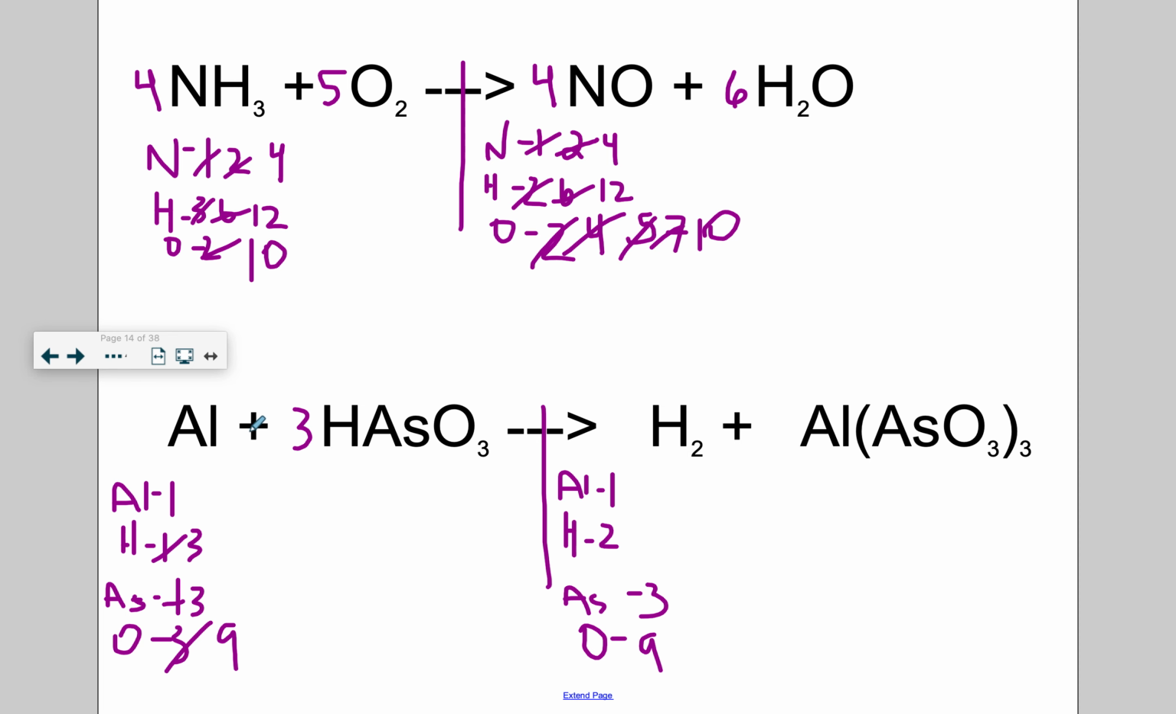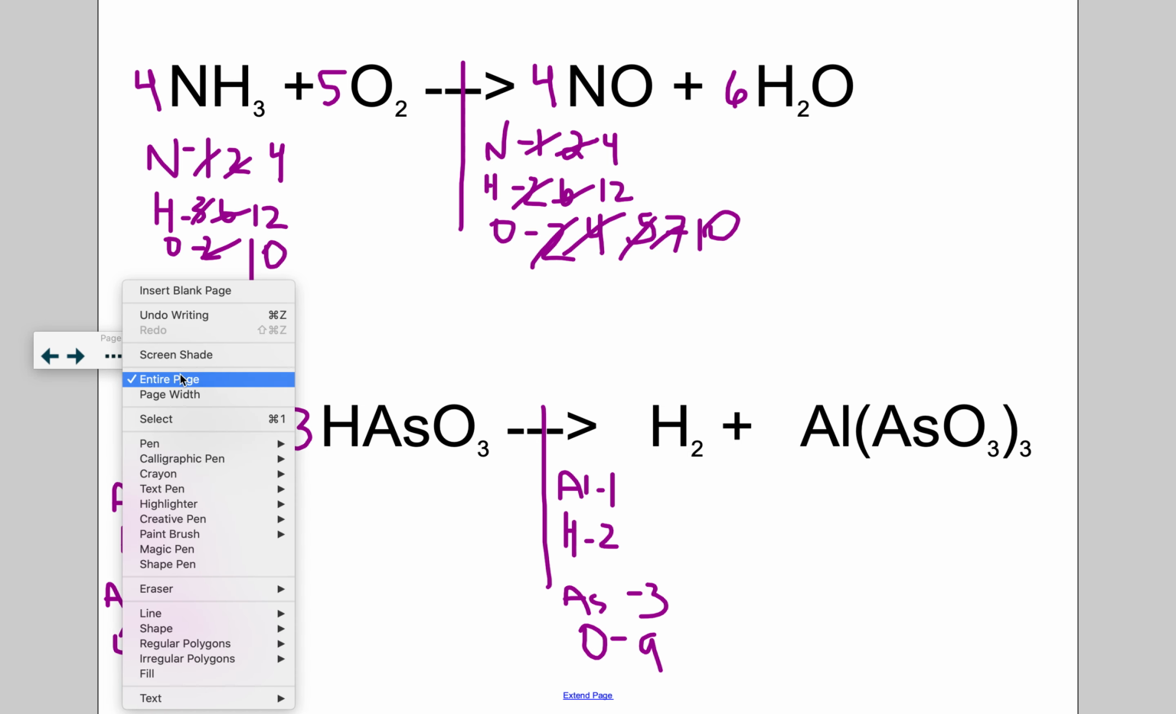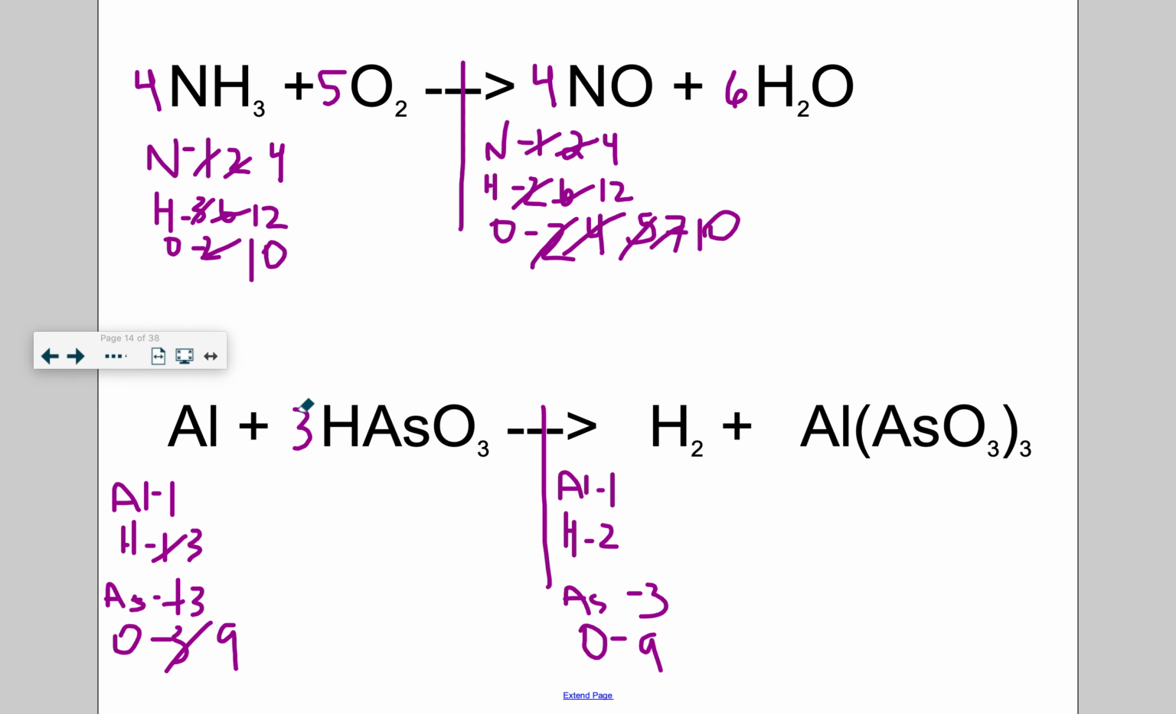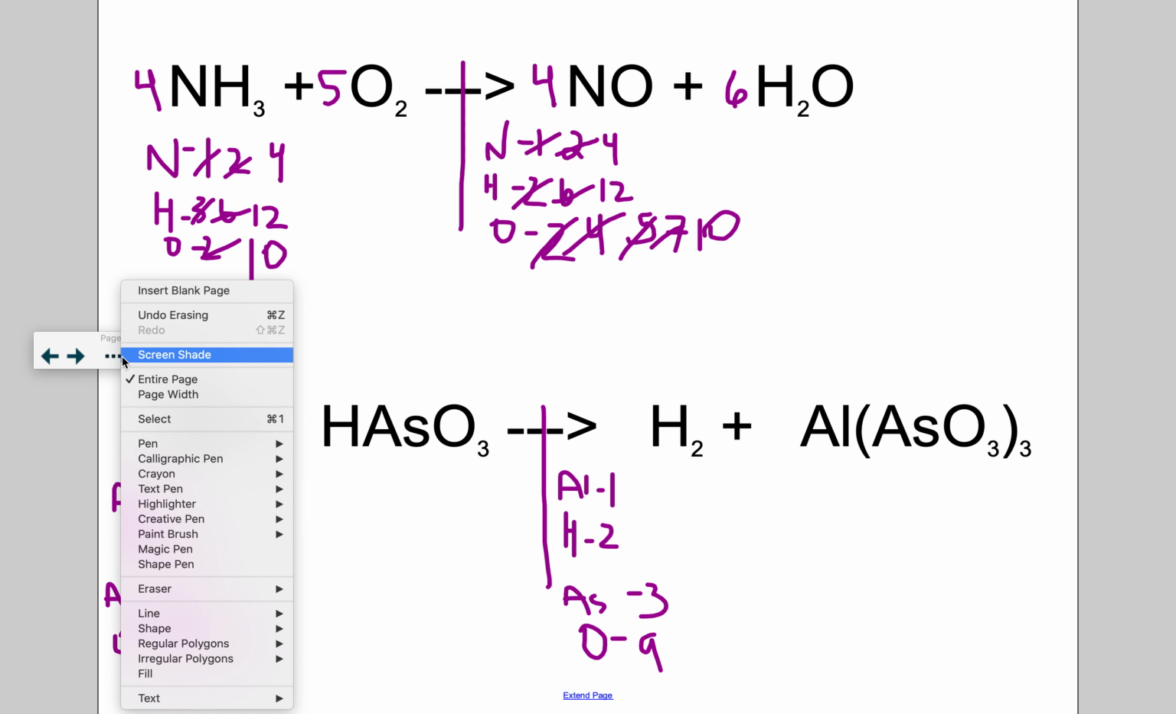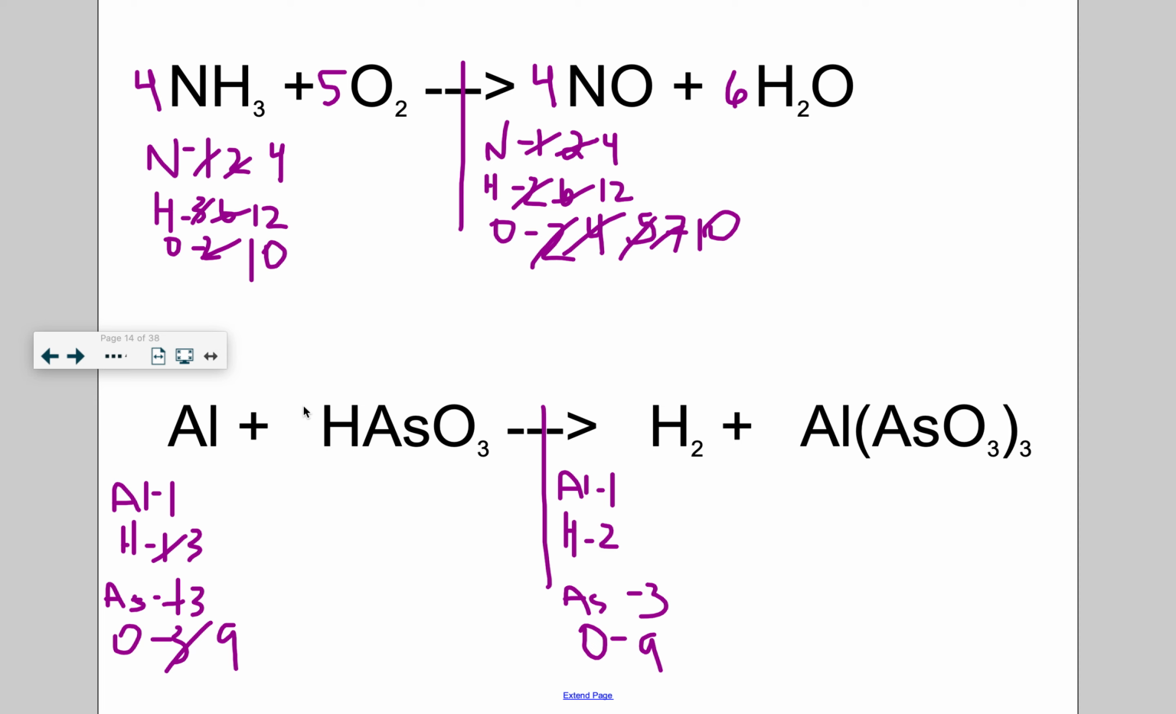Okay, so let's try a 4. Let's just stick a 4 here. Let's just see what happens. So we're going to go back and put a 4. 4 times 1 is 4. 4 times 3 is 12.